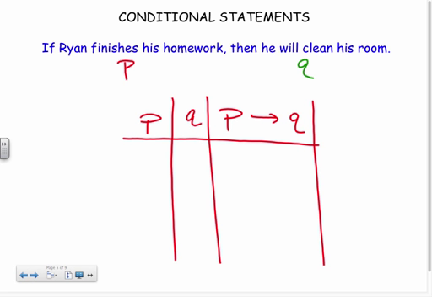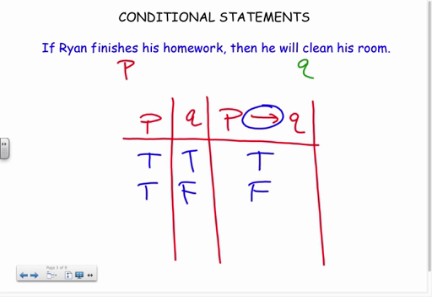But now we have our new symbol here, implies. P implies Q. Well, P could be true: Ryan could finish his homework, and Q could be true, that he actually cleans his room. So our conditional statement would then be true. If Ryan finished his homework, then he cleans his room. Well, he could finish his homework and not clean his room. Then that would make this conditional statement false, because he finished his homework, but he didn't clean his room. So that statement is false.